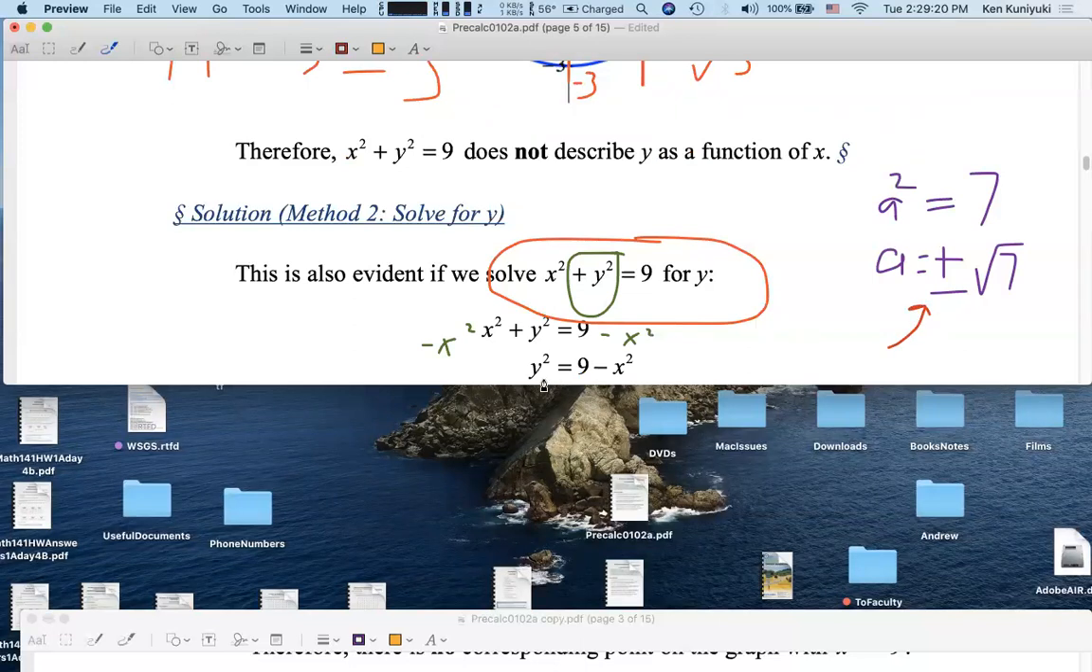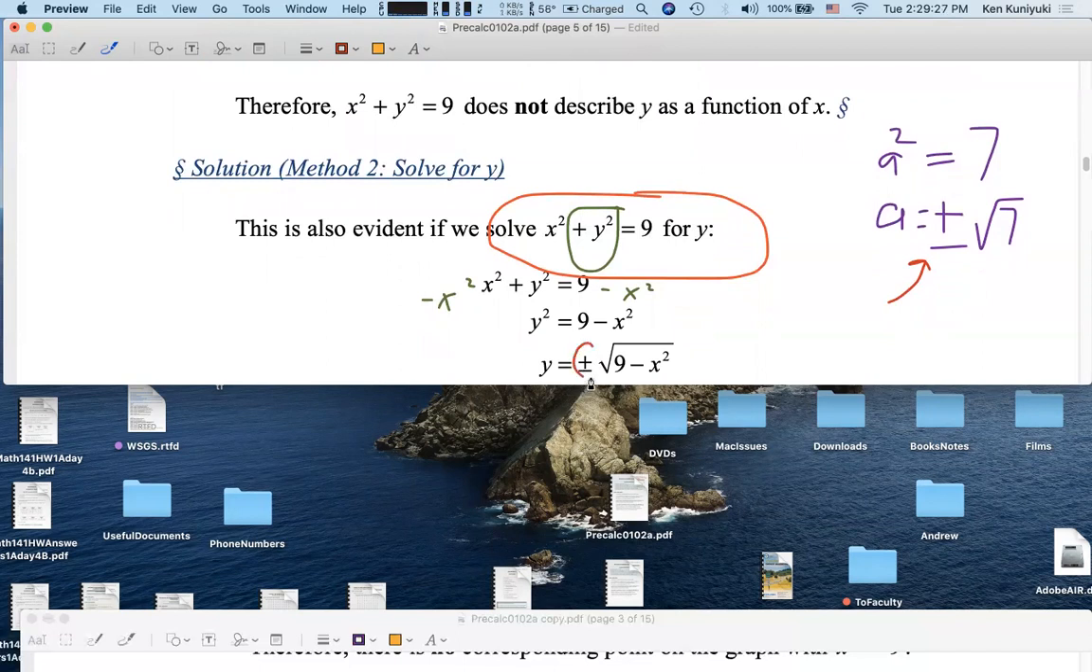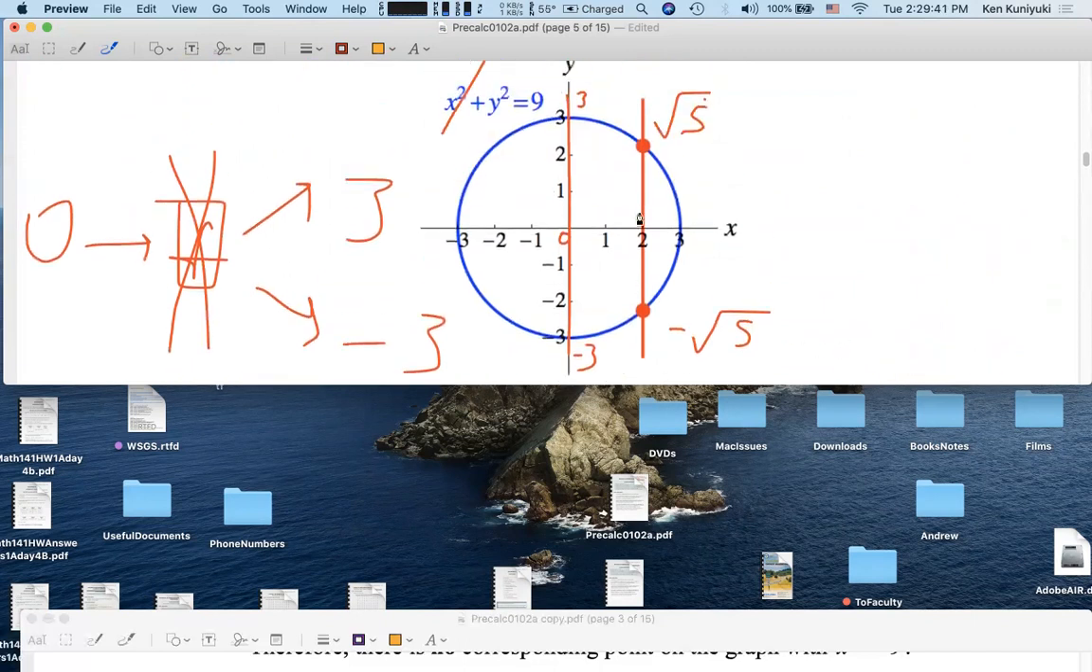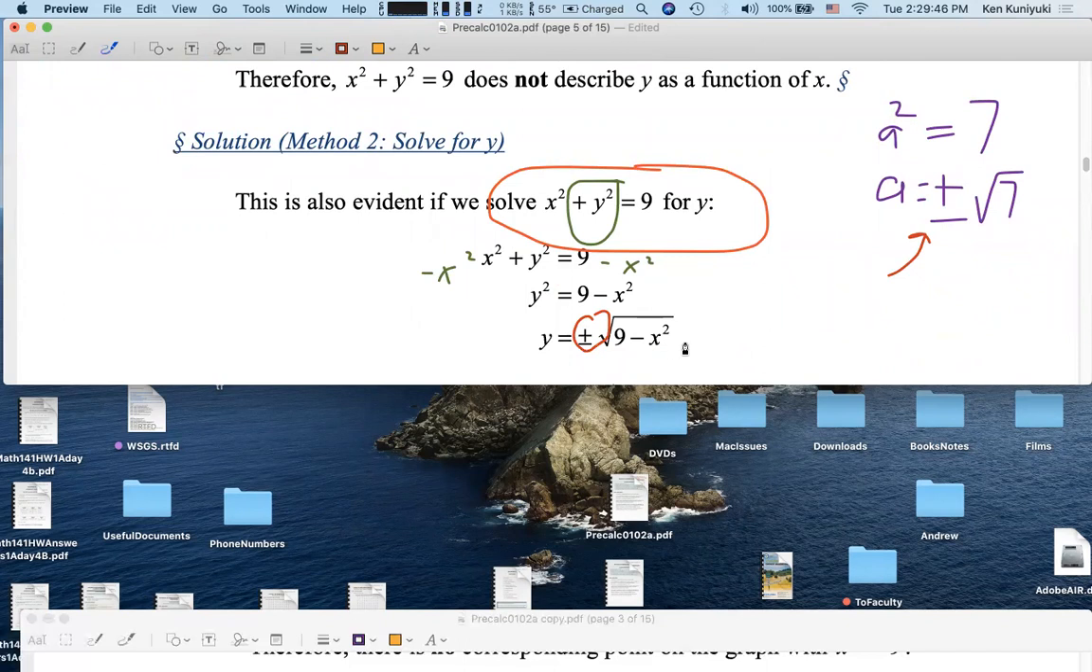So likewise, what's equivalent to y squared equals 9 minus x squared? It's y equals plus or minus the square root of 9 minus x squared. But then it should be evident that if you plug in values like x equals 0 or x equals 2, you're going to get two different values for y. For example, if you plug in x equals 0, you're going to get both positive 3 and negative 3 as values for y. So this is another way of seeing that we do not have y as a function of x, at least not directly, not explicitly.